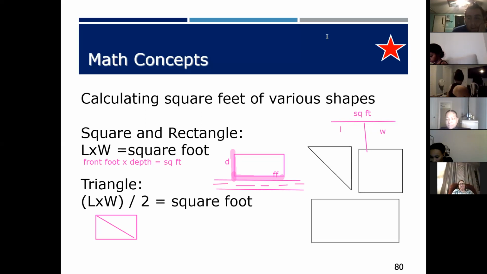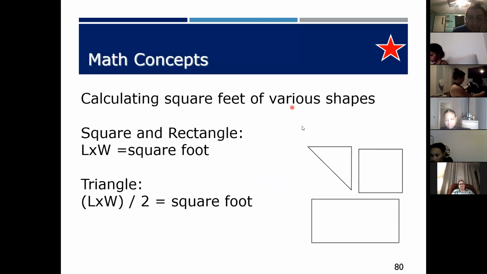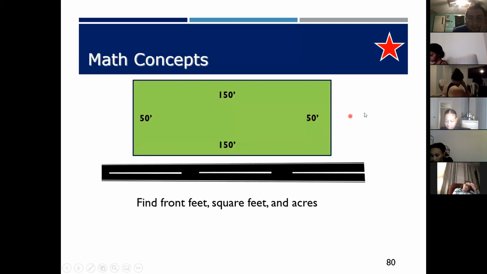Everybody good? Can I erase this? Tell me if you're not good, because I'm getting ready to go. Going once, going twice. Okay. So you guys take a minute, study this picture, everything that we just talked about. Tell me in a private chat, what is the front feet, what is the square feet, and what are the acres?